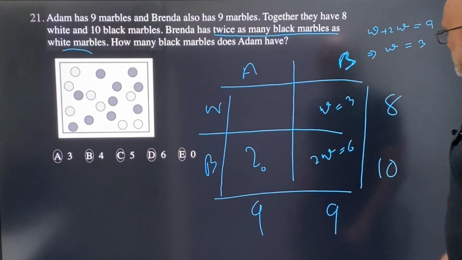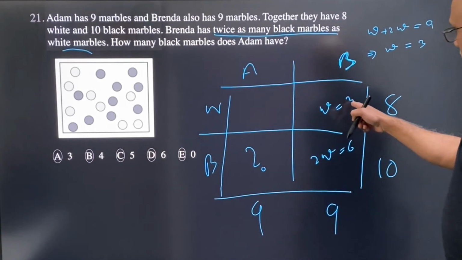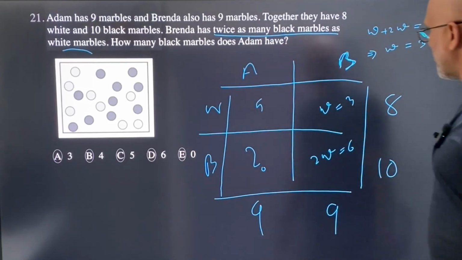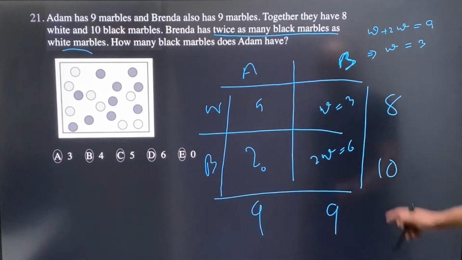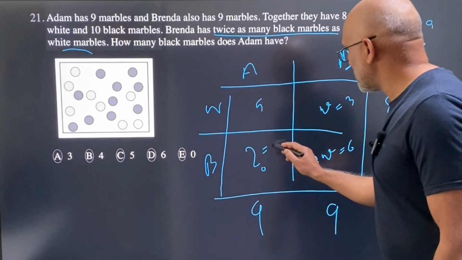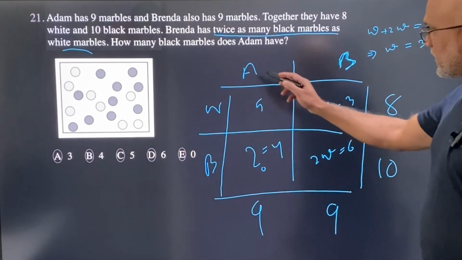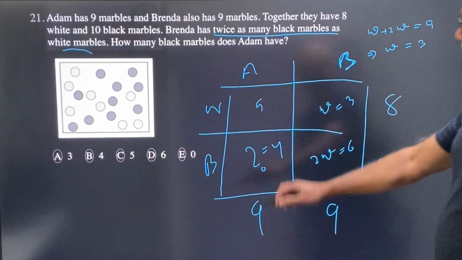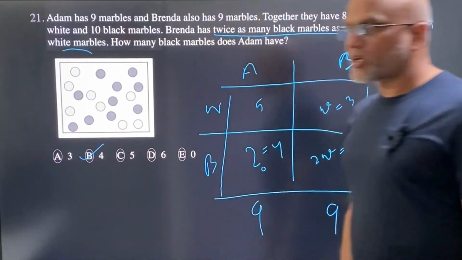So 3 plus what number is 8? 3 plus 5 is 8, right? 6 plus what number is 10? So this has to be 4, right? Then Adam has 4 black marbles. Then B is the correct choice.